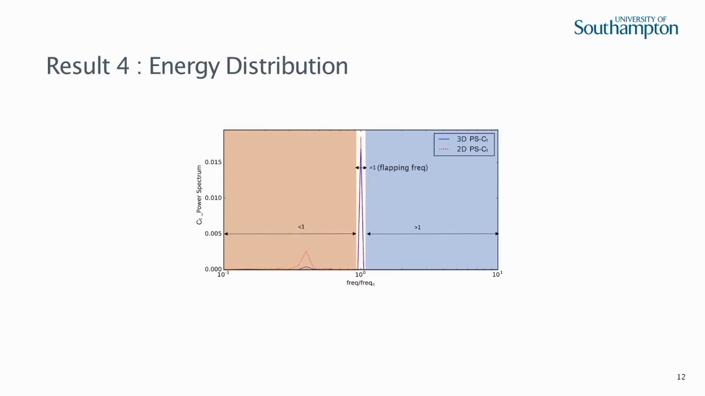Sorry. Now we are looking at the energy distribution. I'm looking at the power spectrum now. If I integrate the power spectrum, the whole area below the curves represents the variance or the energy of the coefficient of thrust. And I normalize the axis based on the flapping frequency. So the peak in the middle is the flapping frequency. The area of the white one is where the flapping frequency is, the orange one is the low frequency, and the blue one is the harmonics.